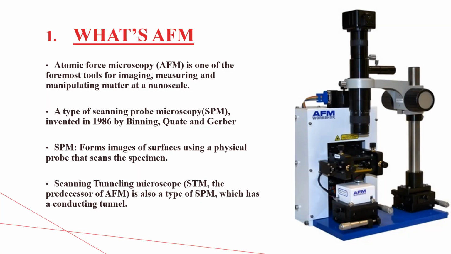Starting my topic with the introduction. Atomic force microscope is basically part of the scanning probe microscope. Scanning probe microscope has two parts, atomic force microscope and scanning tunneling microscope. So what is the need of atomic force microscope, if there was a scanning tunneling microscope already?